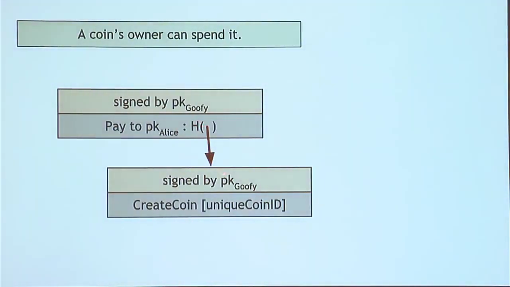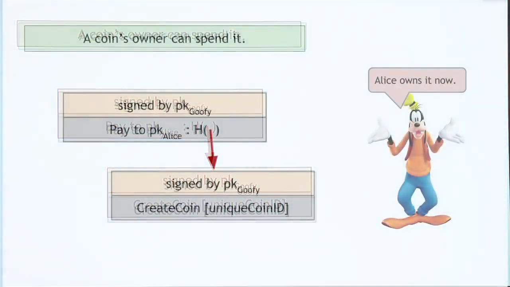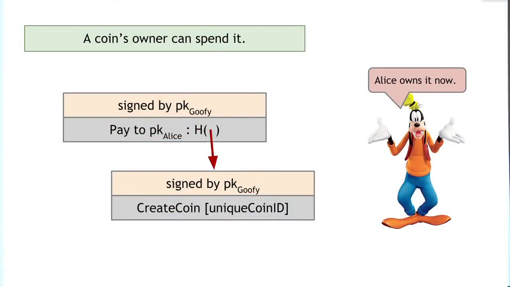Now, Goofy is the one who owned that coin, and so Goofy has to sign any transaction that spends the coin. And once this has happened, now Alice owns the coin. Alice owns the coin, and Alice can prove that she owns the coin because she can present this data structure here, which is validly signed by Goofy and points to a coin that was validly owned by Goofy. And so the correctness of this coin is self-evident in the system.